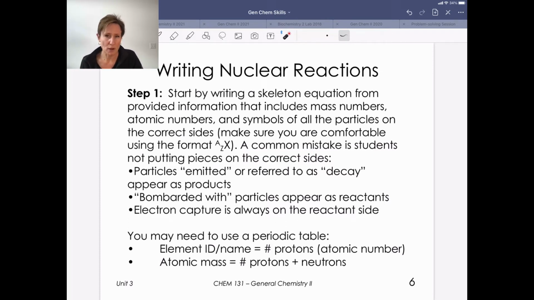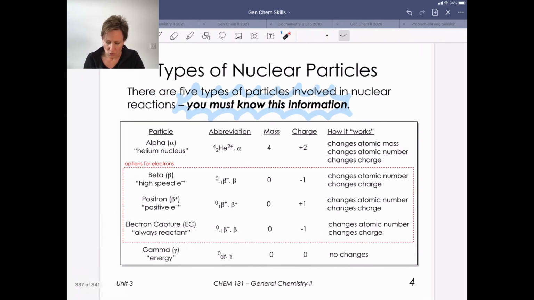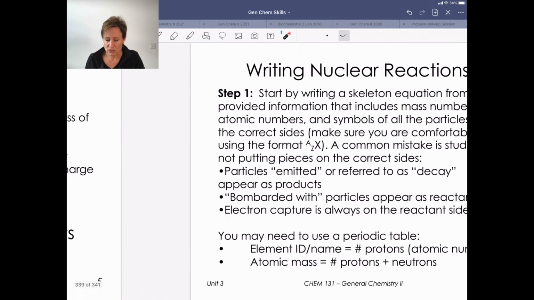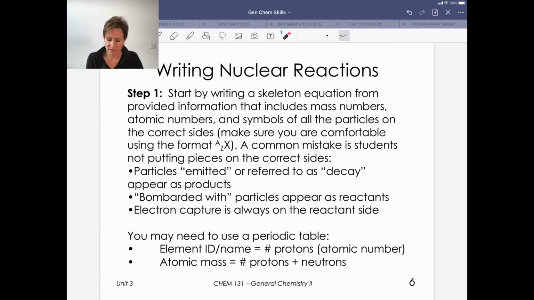So there's some terminology we want to make sure that we understand that gives us information about which side something is on. If something is emitted or referred to as decay, like alpha decay or beta decay, that tells us that these particles are products. We're going to write them on the right side of our chemical equation. If you see words like bombarded with or reacted with, that tells us that those are species that belong on the left side, the reactant side of an equation. If a problem talks about electron capture, just like we saw over here, we're going to write an electron just like we saw for a beta particle, but electron capture is always a reactant, always on the left side.